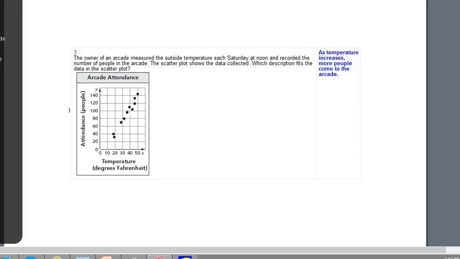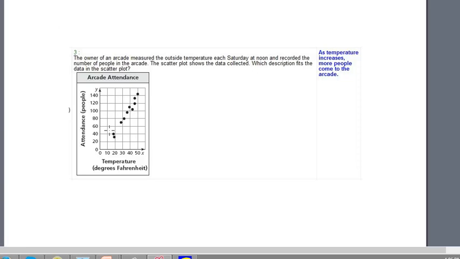Okay, so the first problem is this. The first one he missed was this one, and it clearly shows that as the temperature goes up, then attendance goes up. So as temperature increases, more people come to the arcade.